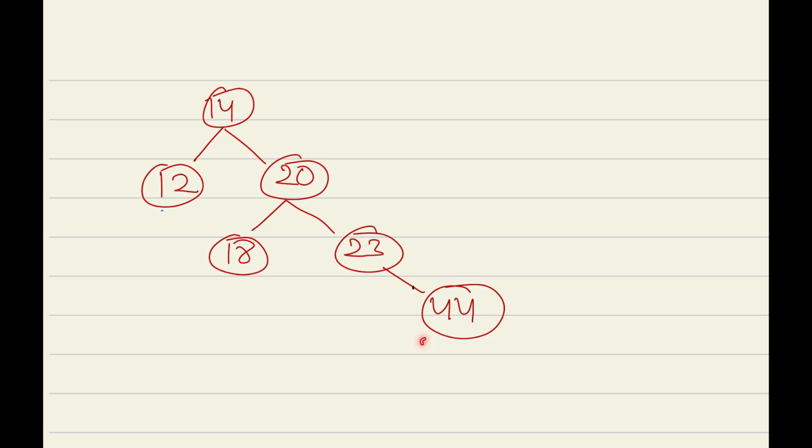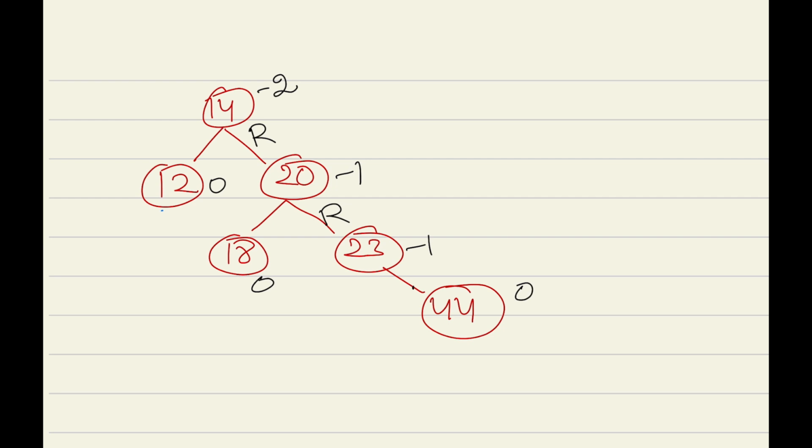Now after inserting 44, find the balance factor of each node. For 44 it is 0, for node 23 it is -1, for 18 it is 0, for node 20 it is -1, for 12 it is 0, for 14 it is -2. So in this example, 14 is the critical node, and if we move from the critical node towards the newly inserted node, the path is R.